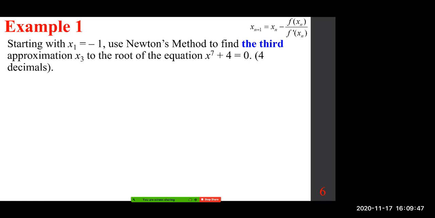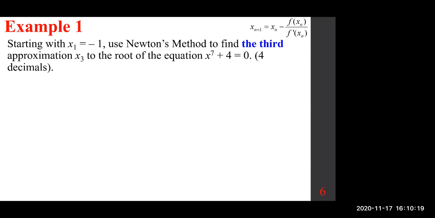Starting with some point, in this case, it's given to us x sub 1 equals -1. We want to use this method, Newton's method, to find the third approximation. We are given the third approximation to the root of this equation, x to the power of 7 plus 4 equals 0, and we want 4 decimals. By the way, if the number of decimals is given, so be it. If not, you want to go with a lot of decimals to be on the safe side.